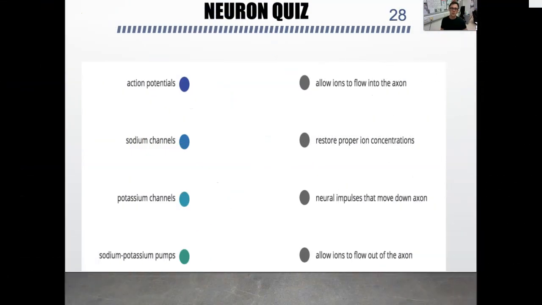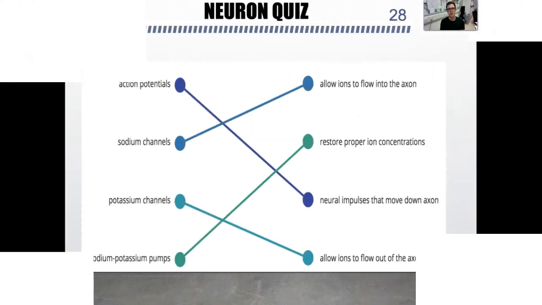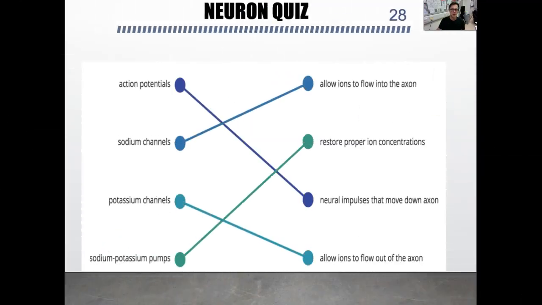So I have a little neuron quiz here for you. I want you to try to match these. So go ahead, pause the video now. So here are the answers. Hopefully you got those right, and if you didn't, it's okay. You should know these by the end of this lecture.